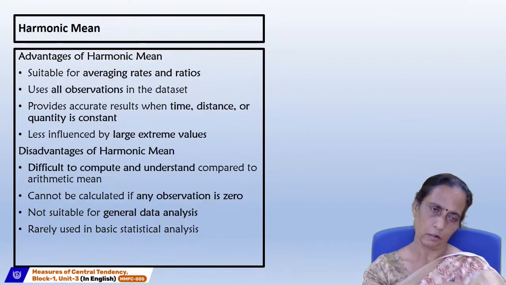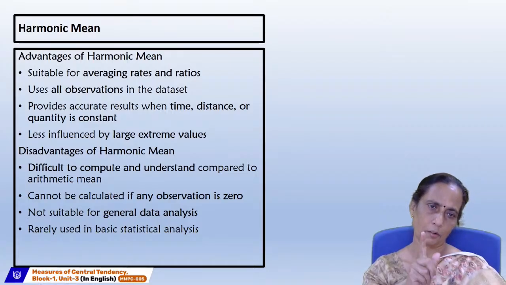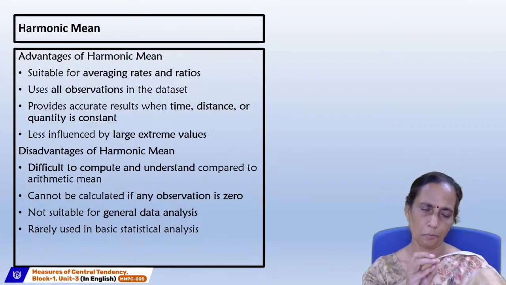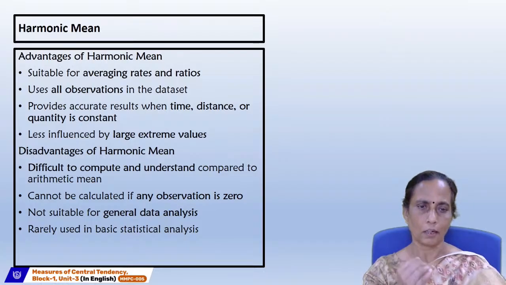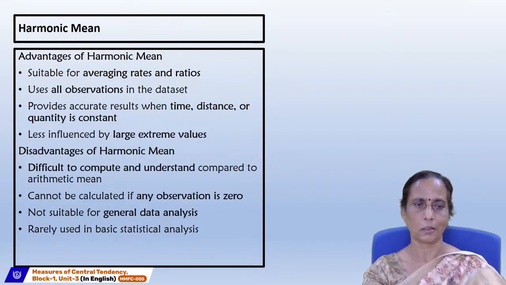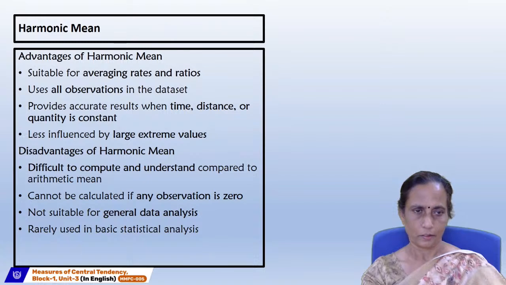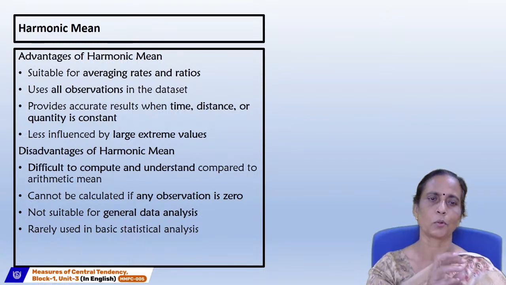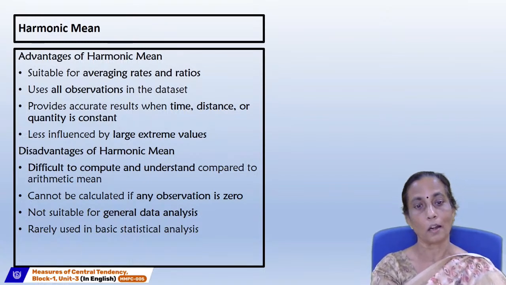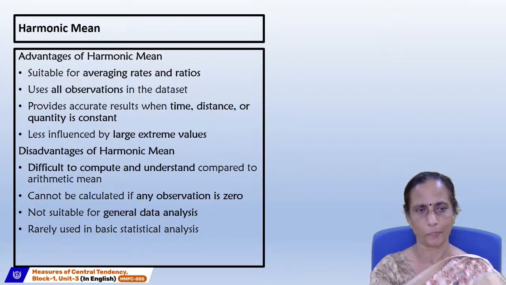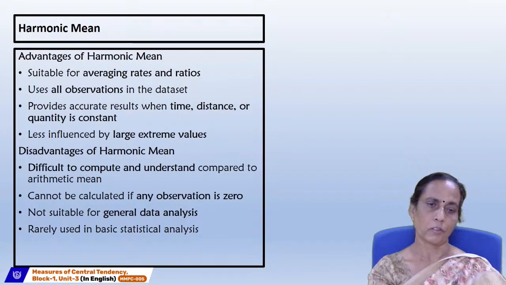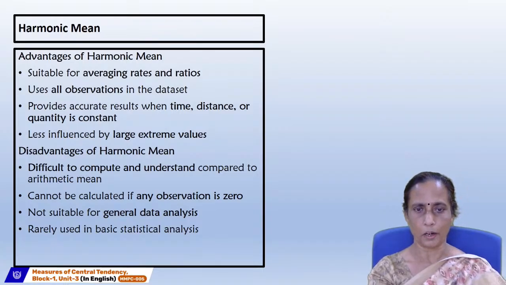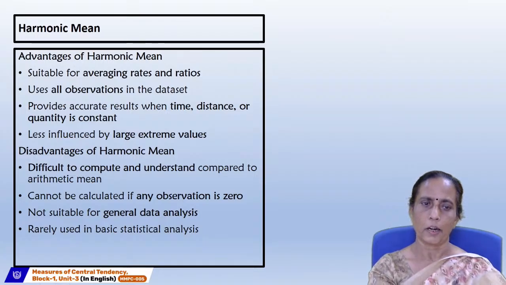And again, over here also, because the formula is such that it is 1 upon, meaning the reciprocal, or you may say the proportion we are taking, it is less influenced by large extreme values. But the disadvantage is it is difficult to compute and understand compared to your arithmetic mean.